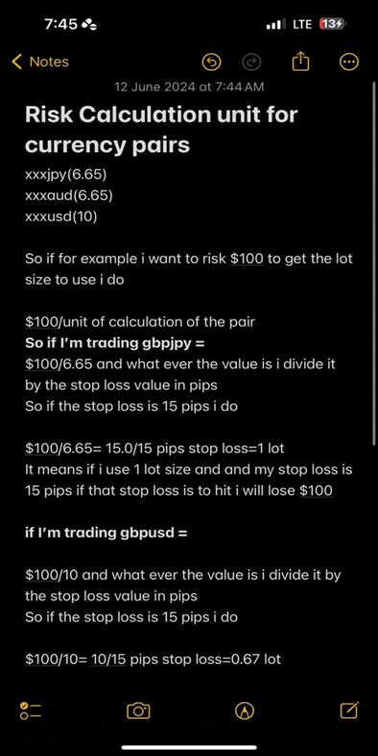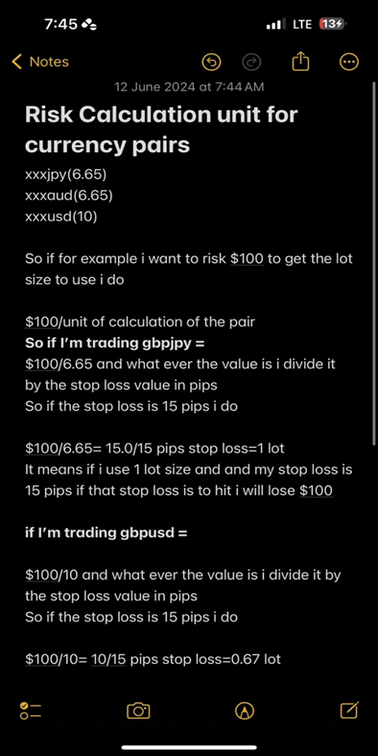Now, there's what we call unit of measurements of currency pairs. For example, JPY pairs like Euro JPY, GBP JPY, USD JPY, they have this calculation unit of 6.65, and GBP USD, Euro USD pairs, gold like ZAR USD, they have a calculation unit of 10. Then GBP AUD, Euro AUD, USD CAD, they have a calculation unit of 6.65, same as GBP JPY.